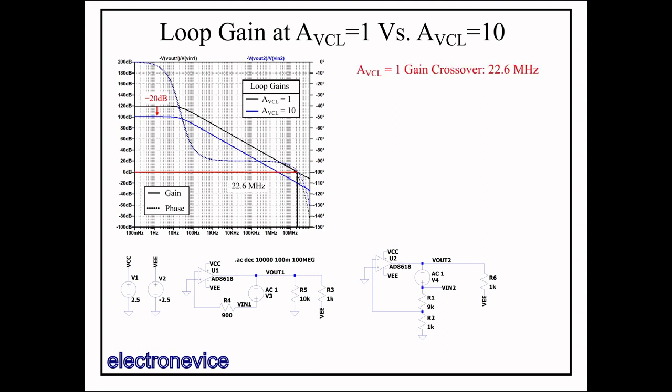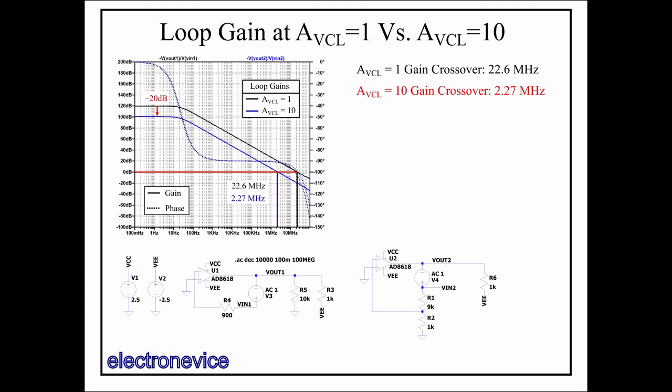Gain crossover for the unity gain amplifier is about 22.6 MHz as we saw before. The gain crossover for the gain of 10 amplifier's loop gain is about 2.27 MHz, about a factor of 10 lower, which makes sense given that the slope of the transfer function is about 20 dB per decade. So we see that due to the op-amp's open loop transfer function, increasing the closed loop gain will reduce the unity gain bandwidth of the loop gain, that is, the bandwidth at which the amplifier has a gain of greater than or equal to unity, by about the same factor.